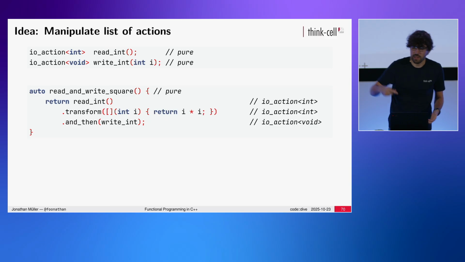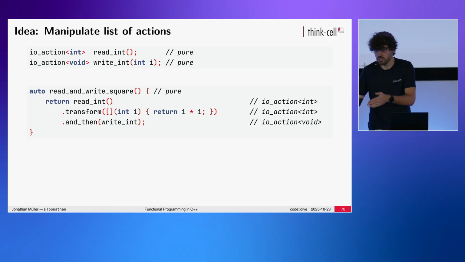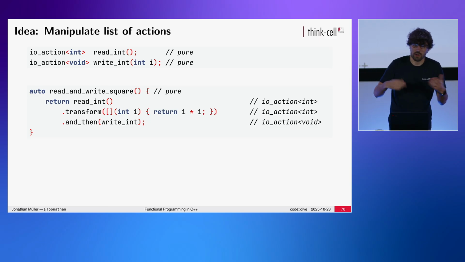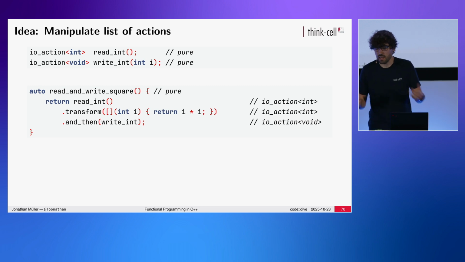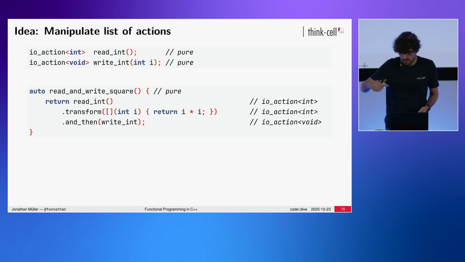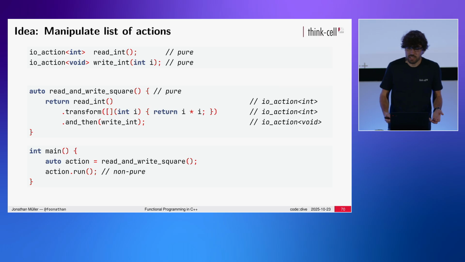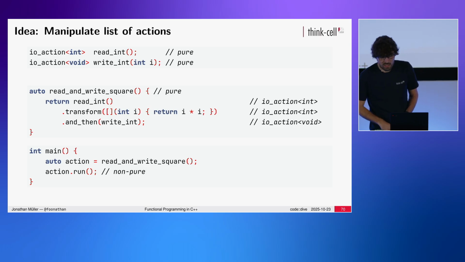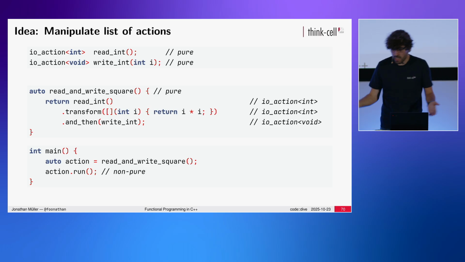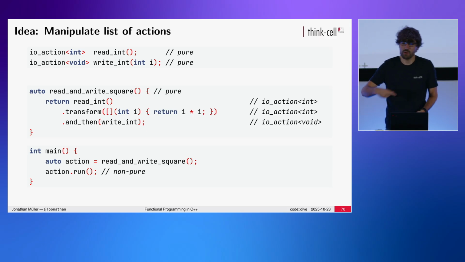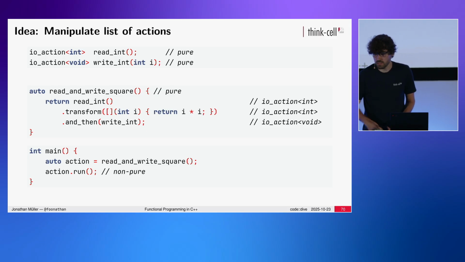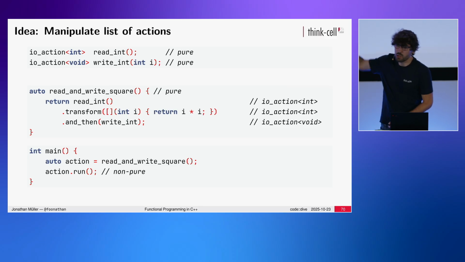And similarly, we can have andThen to compose it with a function that itself returns an action, right? So you can call andThen writeInt, and now the result is an action that will read an int, square it, and write it out. And all of this is pure. The only impurity happens when you actually run the actions. So at some point you call readAndWriteSquare, which gives you the action, and then you call run, and this will now actually read an int, square it, and write it to standard output. And this is the only non-pure function.